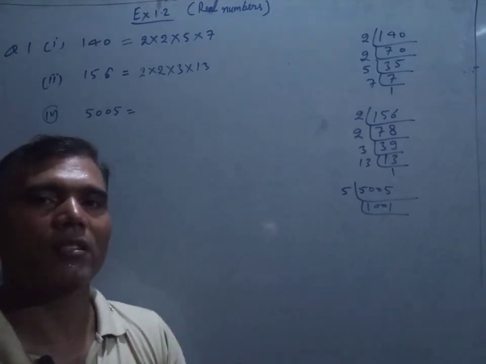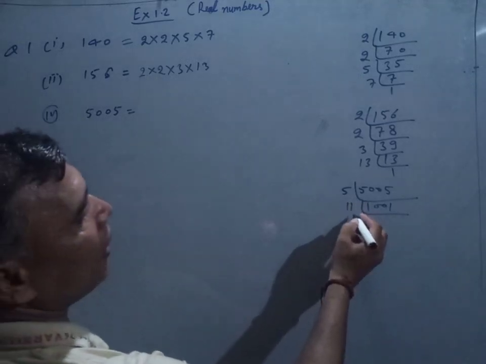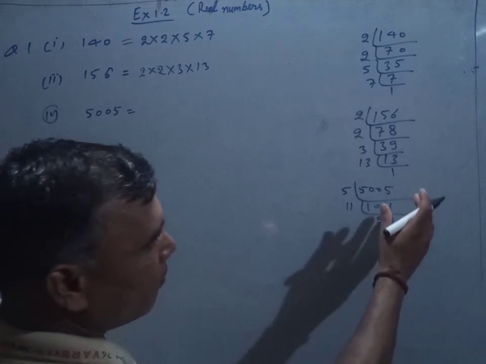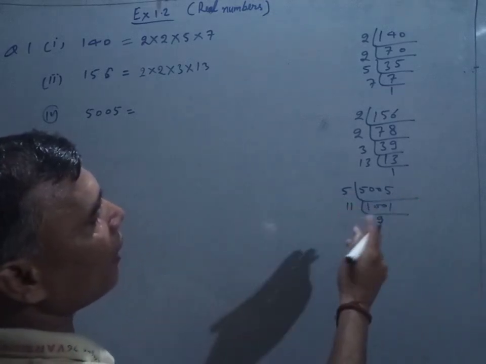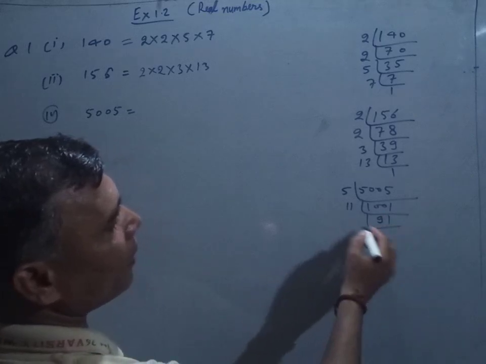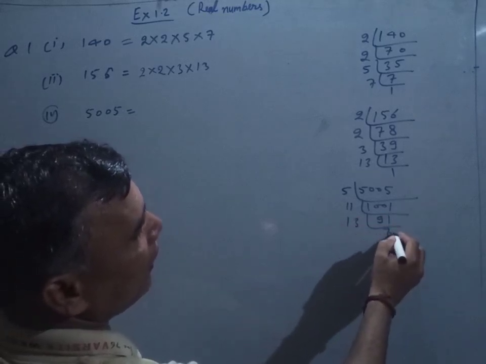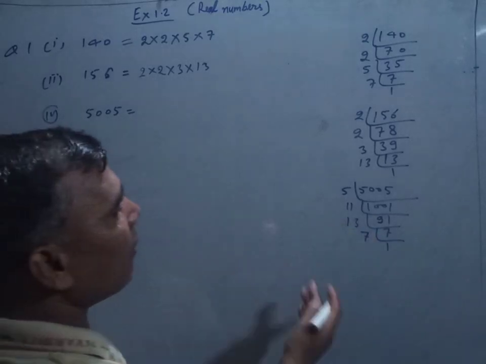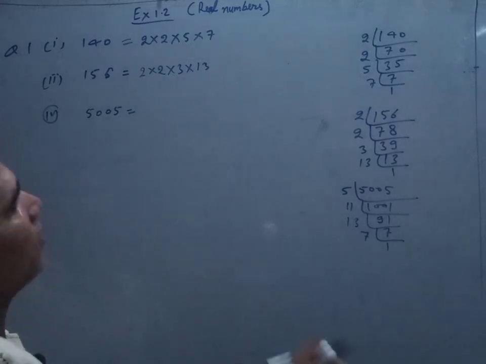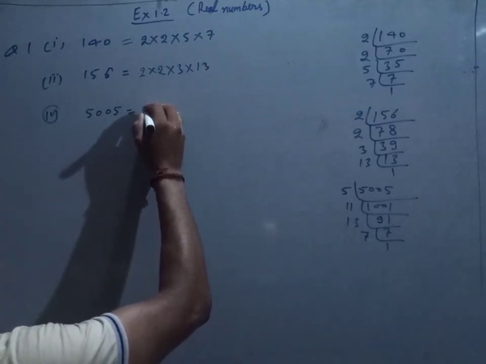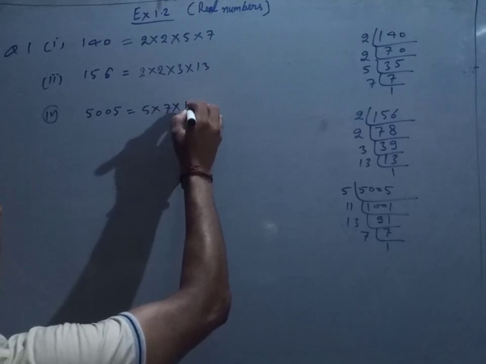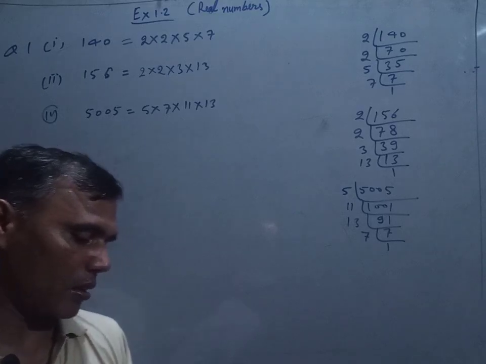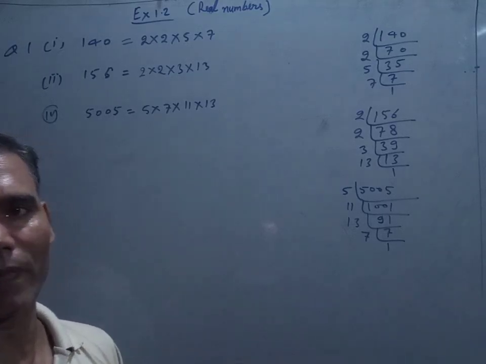So students, first we divide by 11. 11 9s are 99, so 1 left and 1 is put below, here is 11, 11 1s are 11. We can divide by 13: 13 7s are 91, and now we can divide by 7: 7 1s are 7. We can write the product of the prime factors: 5 multiply 7 multiply 11 multiply 13. Here is question number 1, first part, as the product of its prime factors.